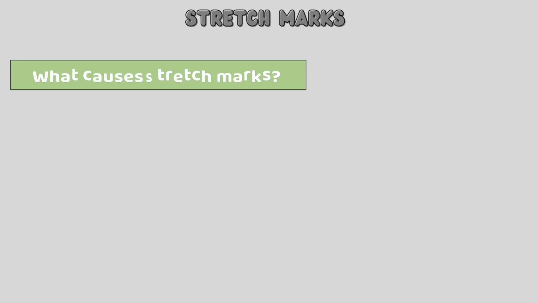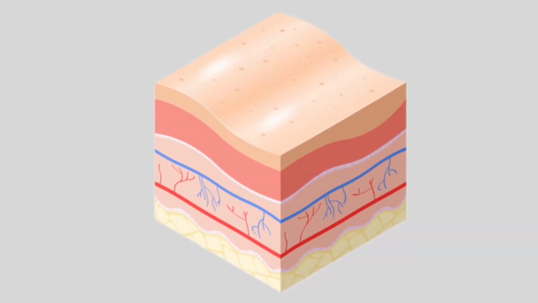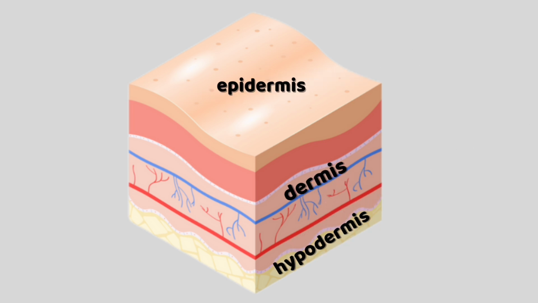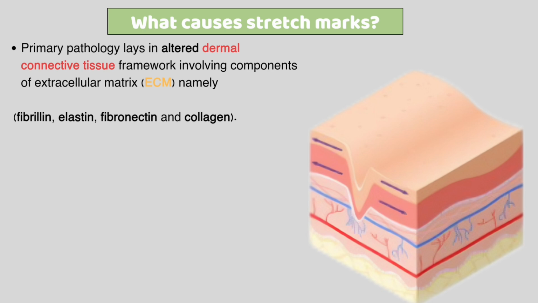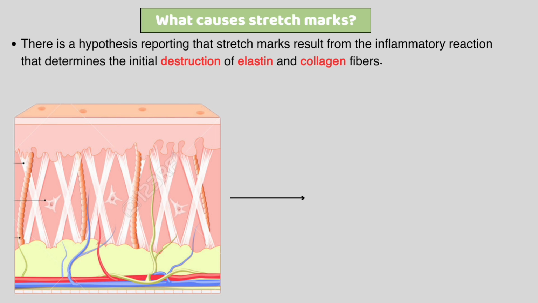What causes stretch marks? If we take a closer look at the structure of the skin, it is made up of 3 layers: the epidermis, dermis, and the hypodermis. The primary pathology lies in an altered dermal connective tissue framework involving components of the extracellular matrix, ECM, namely fibrillin, elastin, fibronectin, and collagen. These structures provide skin resistance to tension and elasticity.